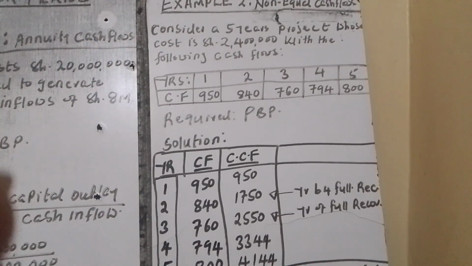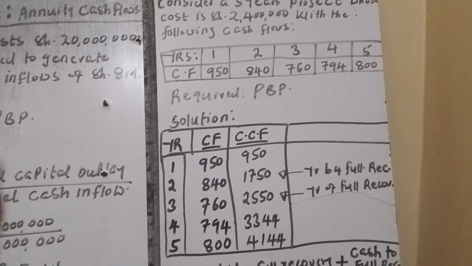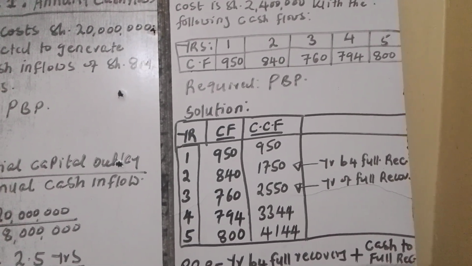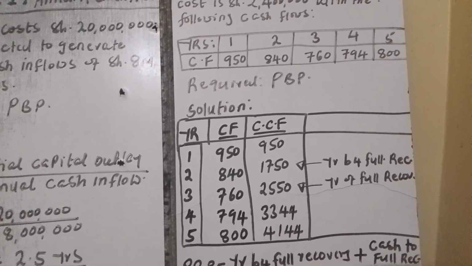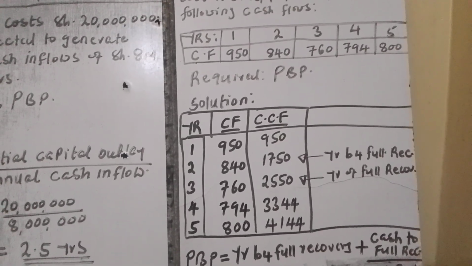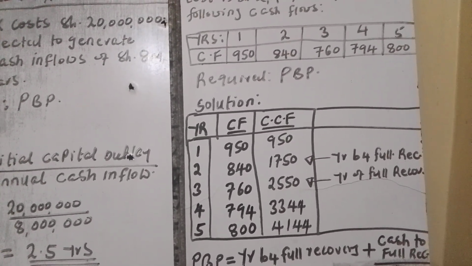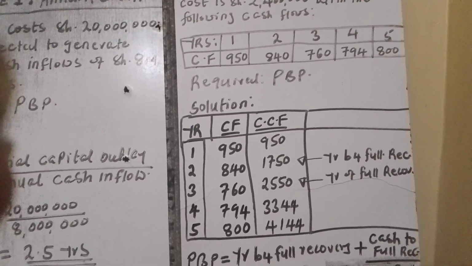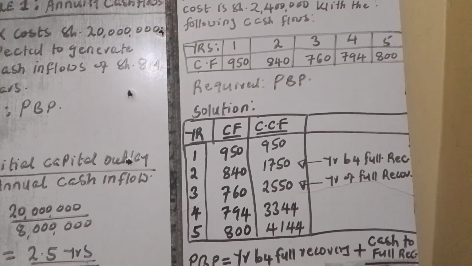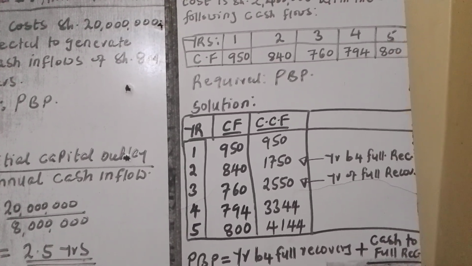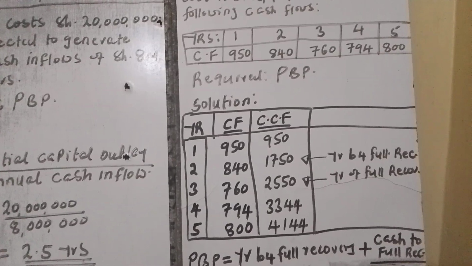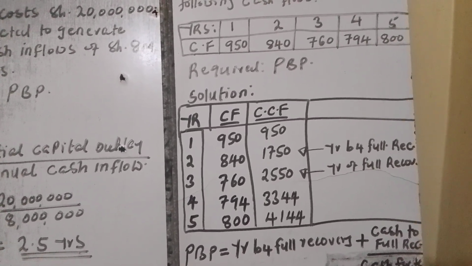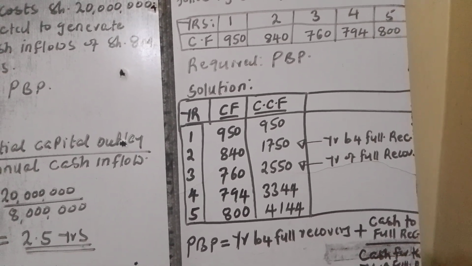So let's calculate our payback period. What are we supposed to do? We are supposed to accumulate our cash flows. So have years 1, 2, 3, 4, 5 downwards. Have their cash flows downwards as they have been given. Cash flow for year 1, 950,000. Cash flow for year 2, 840,000. Cash flow for year 3, 760,000. Cash flow for year 4, 794,000. And cash flow for year 5, 800,000.